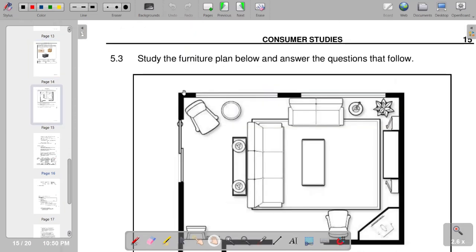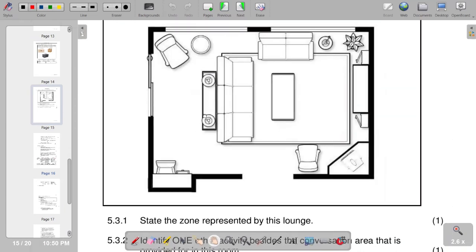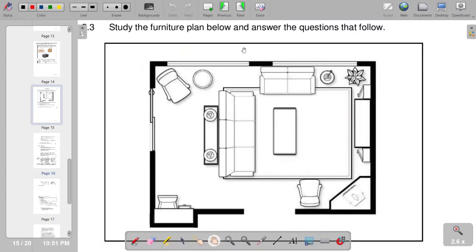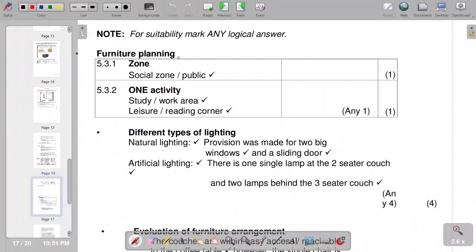Then we move on to 5.3. Study the furniture plan below and answer the questions that follow. So this is the furniture plan that we have. And then the first question is, state the zone represented by this lounge. So what is the zone that is represented in the diagram that we have? It is the social zone.